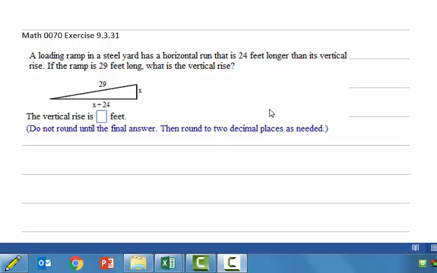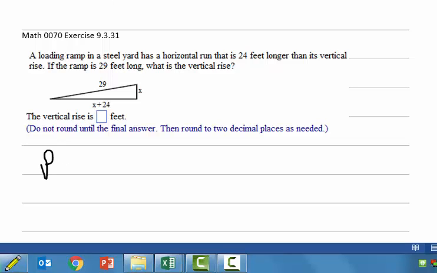Let's take a look at exercise 9.3.31. A loading ramp in a steel yard has a horizontal run that is 24 feet longer than its vertical rise. If the ramp is 29 feet long, what is the vertical rise? So the diagram has been set up for you, and we basically here need to use Pythagorean's theorem.